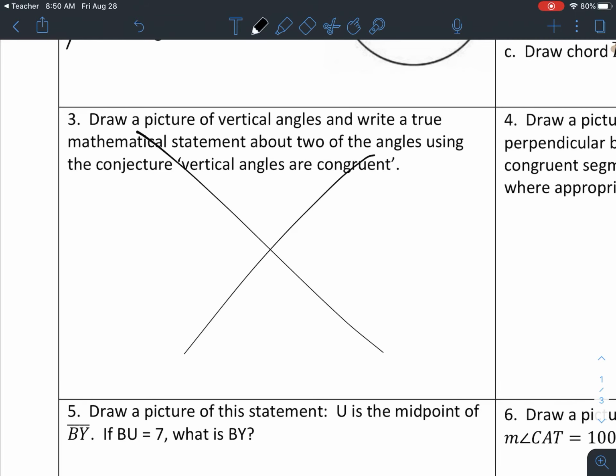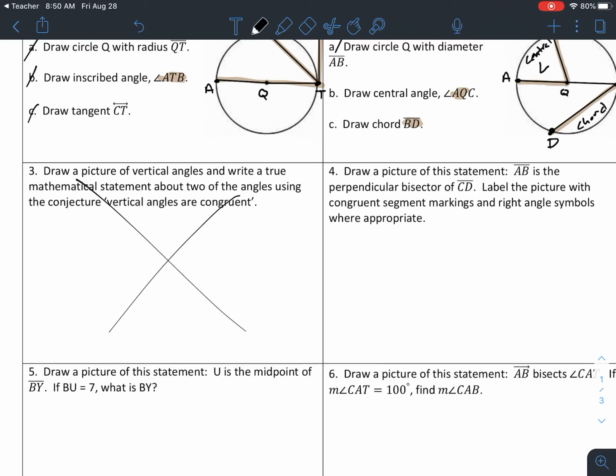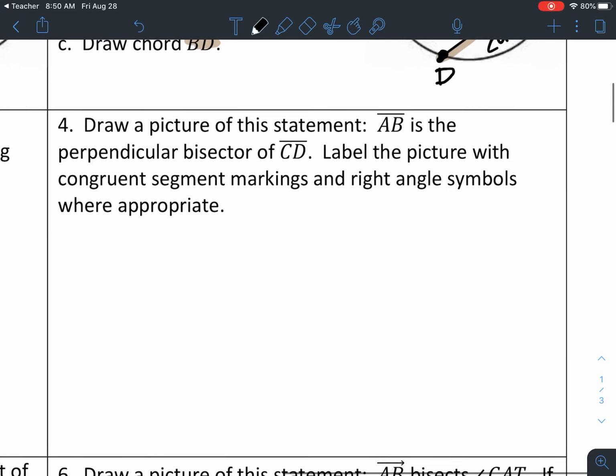We're not going to do that. We can skip that. I usually skip those. Let's look at 4 just so we kind of have an idea.